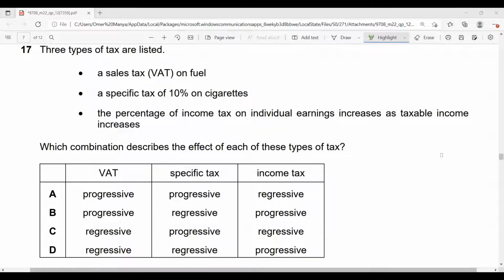It should be clear that the income tax is progressive because as your income increases, the percentage you are taxed also increases, which means that the amount of tax you pay progressively increases as your income goes up. So the answer is D, regressive, regressive, and progressive.